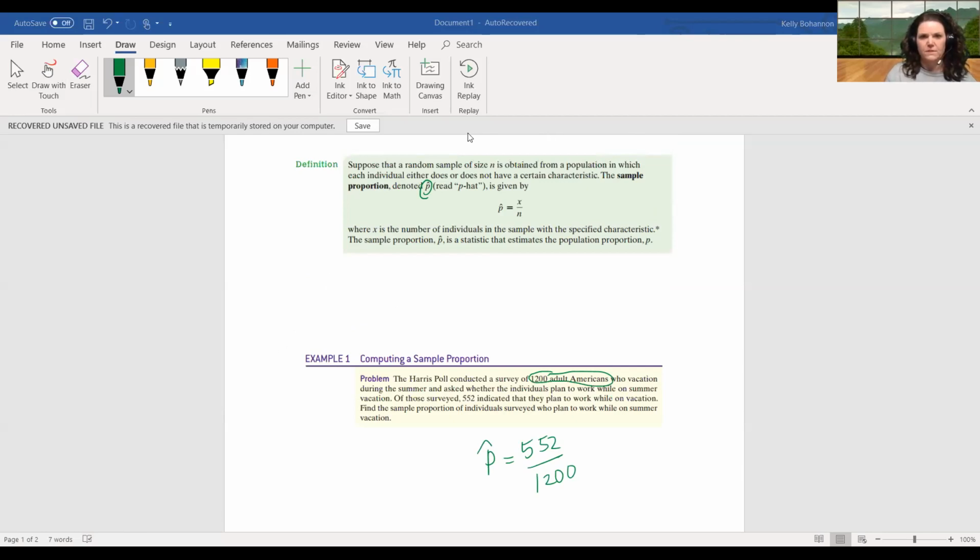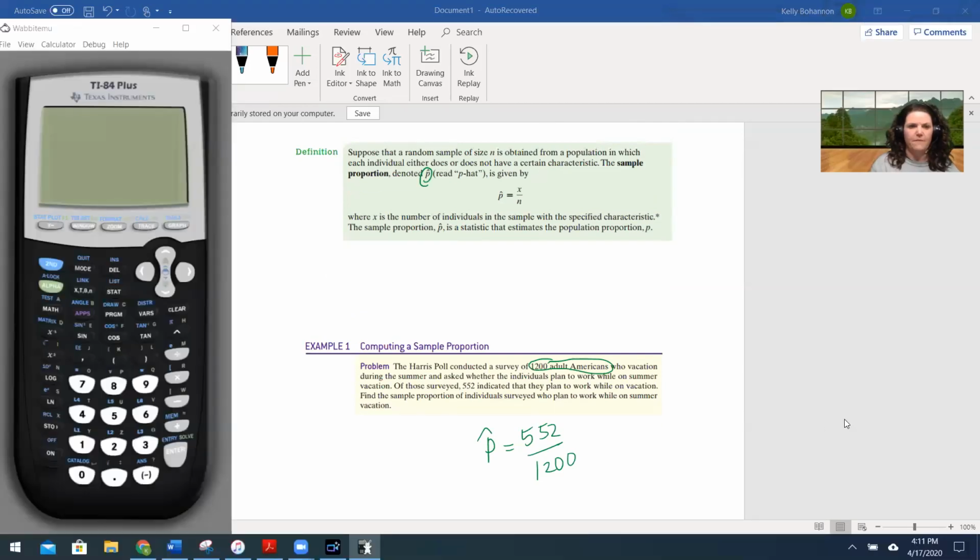So let's do that. Let me show you my calculator. All right, so we'll just do 552 divided by 1,200. Oh, really? 552 divided by 1,200. Okay. 552 divided by, really, y'all? There we go. Divided by 1,200. I don't know what's wrong with me.